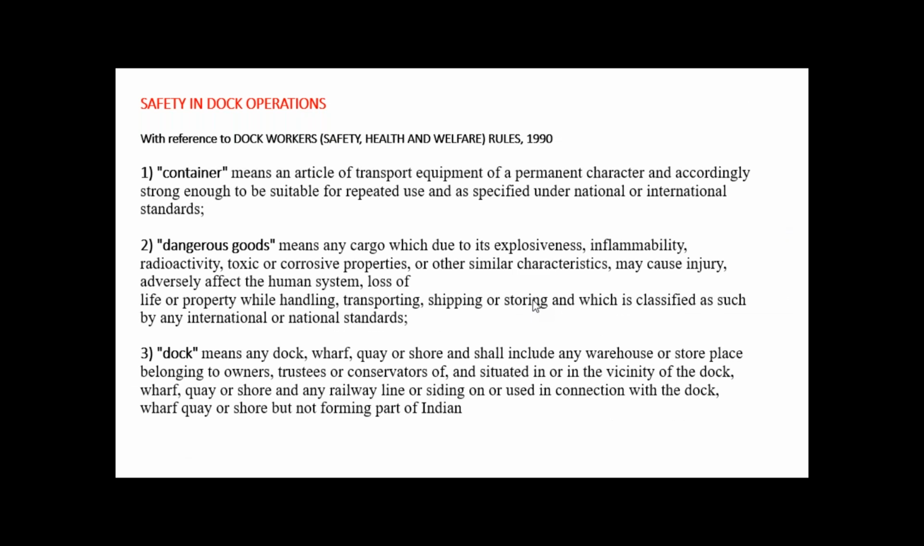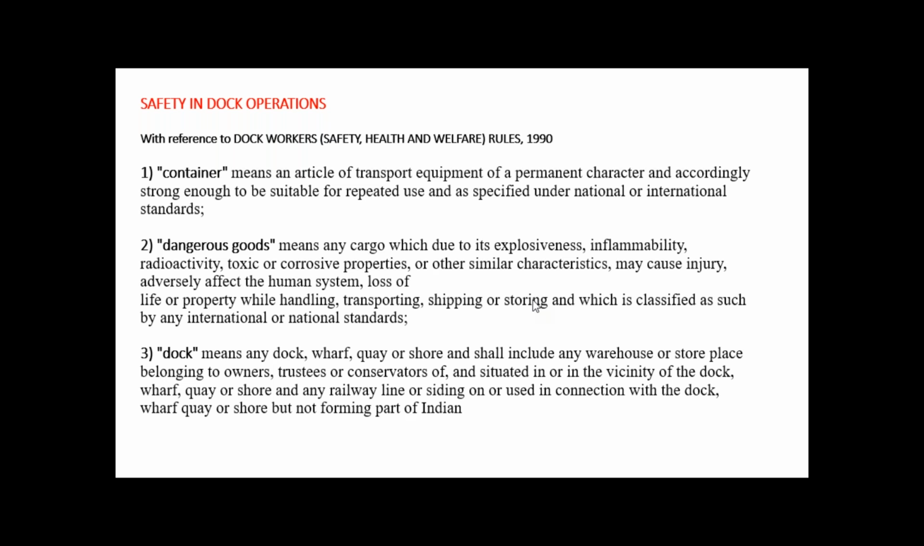Then we have to discuss the dock operations. In the previous slide we discussed the sugar industries and the textile industry. Now the next operation is dock operations. Dock operation means the operations which are involved on the dock.